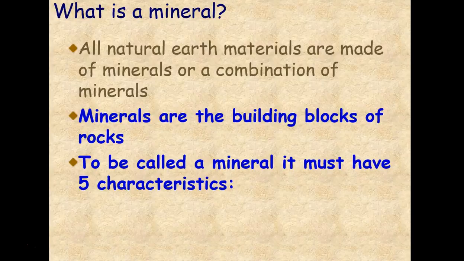So the definition of a mineral: minerals are the building blocks of rocks, and these are things that occur naturally in Earth. You have seen mining in Ecuador, you've seen mining in other places, and these are the minerals that we pull out of the Earth. So the 5 characteristics that minerals have, we're going to march through those, and so you'll be able to use those to identify some minerals in class.